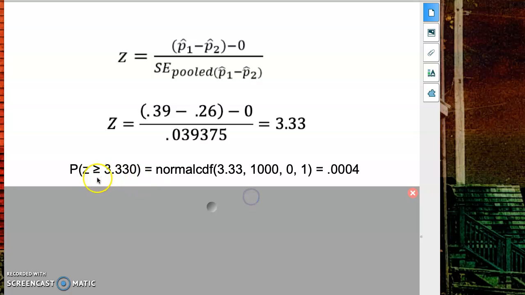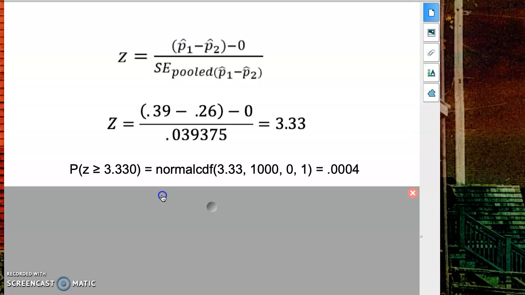The probability that z is greater than 3.33 is equal to normal CDF. 3.33 is my lower, 1000 is my upper. I use 0 and 1 because I'm looking at a z distribution, which is the standard normal distribution, and that comes out to be 0.0004.